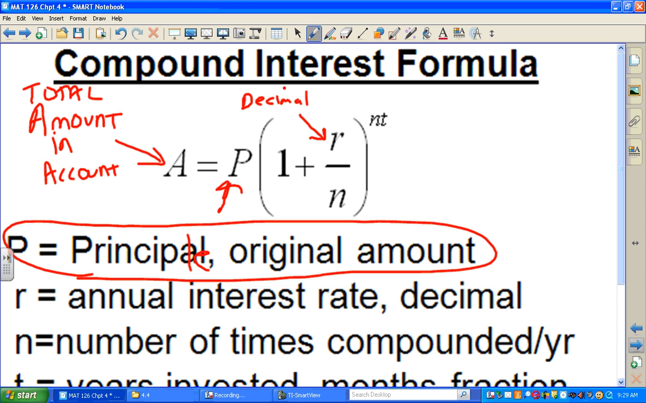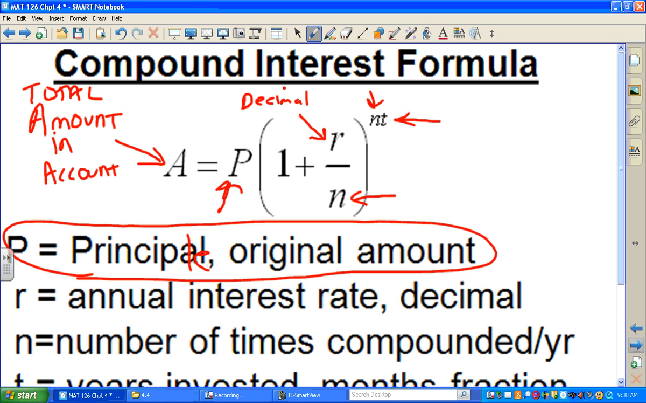N stands for what? Correct. So for instance, if it's compounded annually, N is 1. Compounded semi-annually, N is going to be 2. If it's compounded quarterly, N is going to be 4. Compounded monthly, N is going to be 12. That's when it's compounded continuously. Okay? So that's what N stands for.